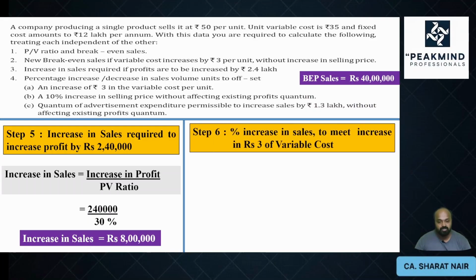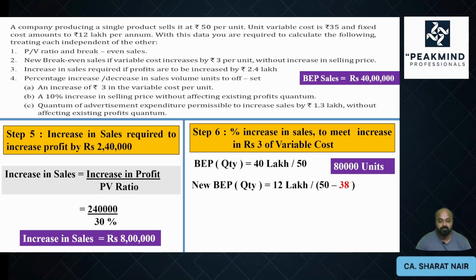Moving to the last part of the question, which is very, very interesting. Let's try to do it. Break-even quantity, currently how much is it? 40 lakh divided by selling price, which is 50. So I get my quantity, 80,000 units for break-even point. Now what will the revised break-even point be? My fixed cost is 12 lakh. Now they are saying my variable cost further increases by 3 rupees. So 35 plus 3, 38. So 50 minus 38, my revised contribution. So 12 lakh divided by 12 rupees. So I will have my new break-even quantity as 1 lakh units.